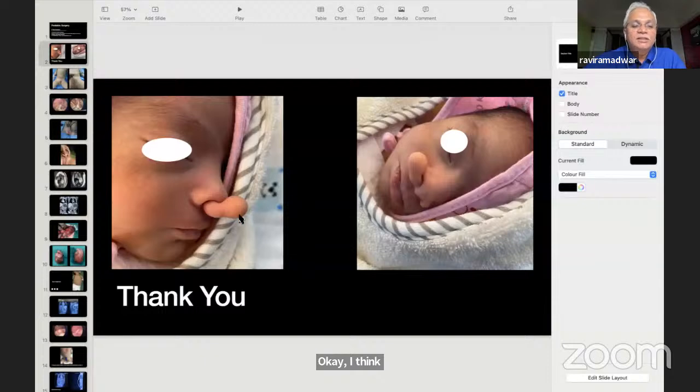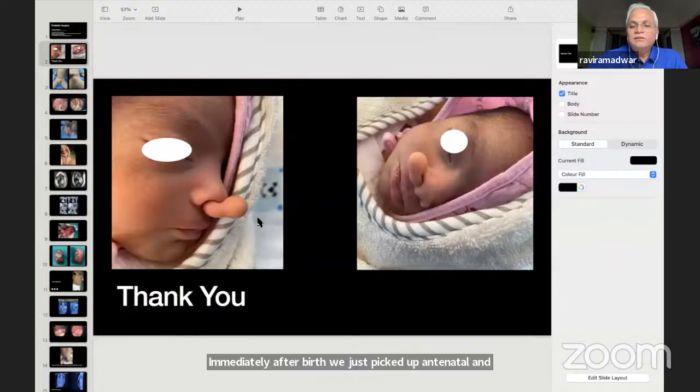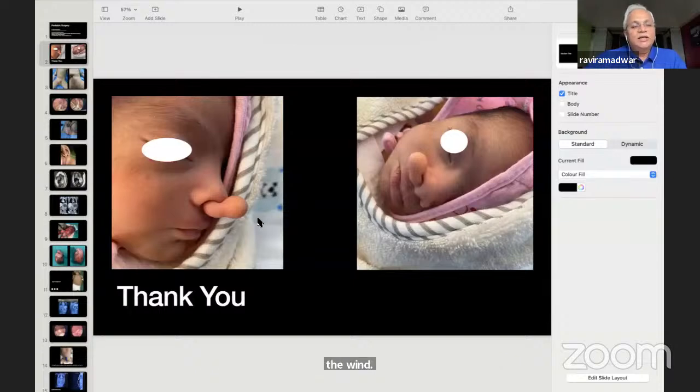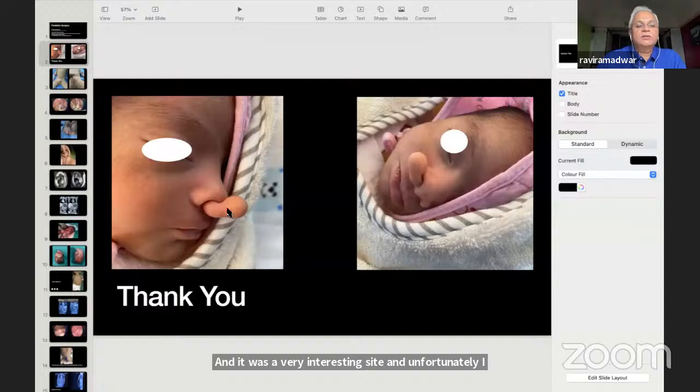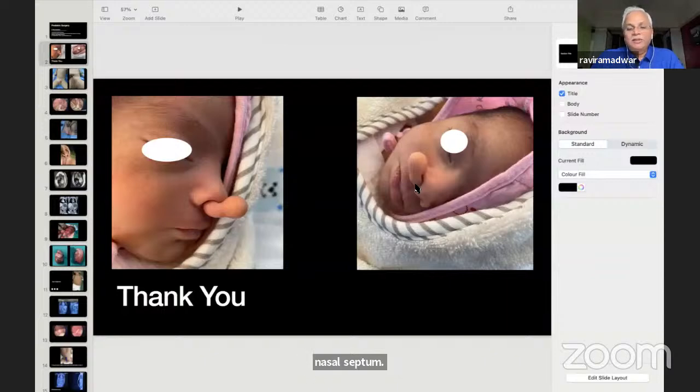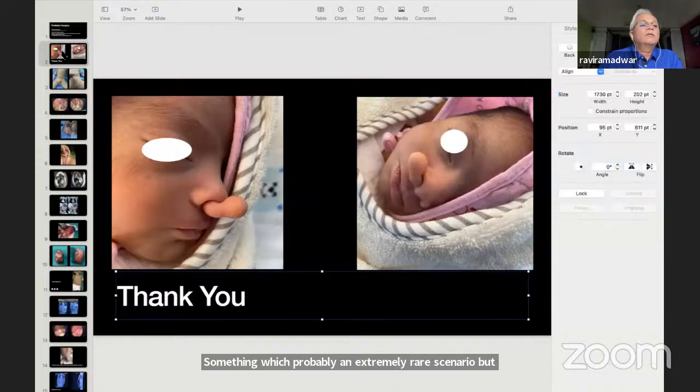So this is a small lesion noticed immediately after birth, which was picked up antenatally, and everybody thought this was probably an omphalocele coming out of the nostril. But the interesting thing was, as the child would breathe, this would flutter as if it were a flower in the wind. It was a very interesting sight. Unfortunately, I don't have the video, but you could see the different orientation of this. When the child is on one side, it goes to the medial side. When you put him in a lateral position, it goes to the lateral side. So this was a fibroepithelial polyp arising from the nasal septum, an extremely rare scenario, but something which I managed to see.